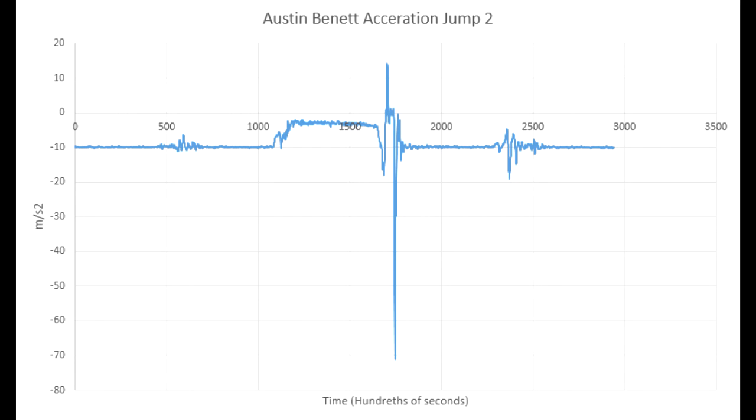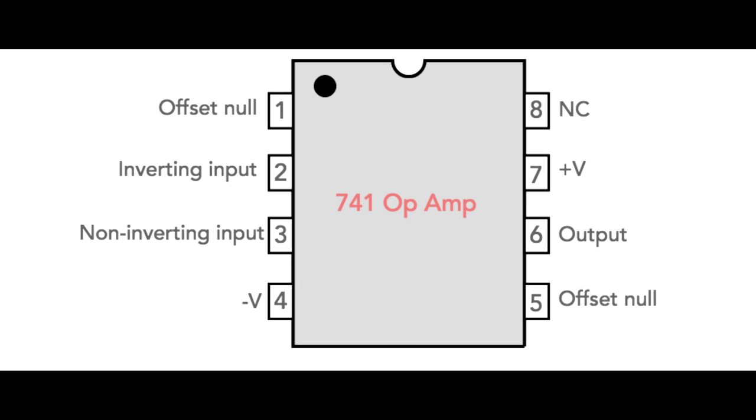We can see here that the accelerometer consistently measures a 9.81 acceleration in the negative direction. This is due to gravity. If we wanted to measure relative acceleration instead of absolute acceleration, we could use an offset null circuit in order to bring this data back to zero. Here we can see that an op-amp has an offset null input. This is where you would apply the voltage you want to offset the circuit by.